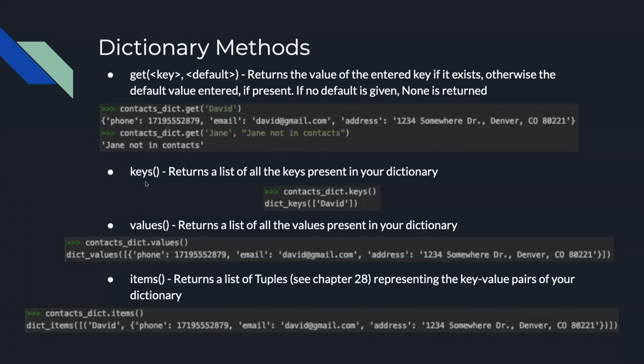So the keys method. Keys returns a list of all the keys present in your dictionary. If I call the keys method on my contacts dictionary using dot notation, remember the parentheses after keys. Even though it doesn't accept any arguments, the parentheses are still very important to include. We do contacts dict keys with the parentheses. That'll return a dict keys variable, which is basically a list of keys. I only have one key in my dictionary, so it just returns David in that list. But if I had more keys, we would have seen a longer list there.